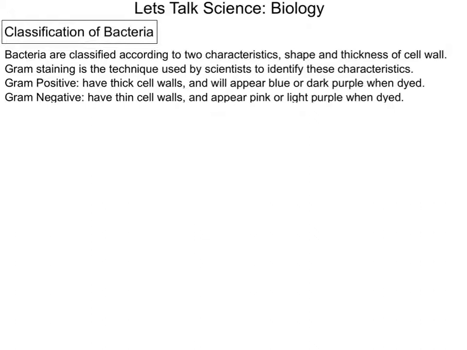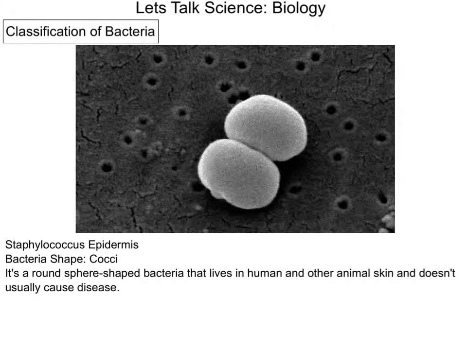They use a dye, and the bacteria will change color according to how thick or thin the cell wall is. A bacteria is gram-positive when the thick cell wall will appear blue or dark purple when dyed. A cell is gram-negative when it has a thin cell wall, and it will appear pink or light purple when dyed. This bacteria is called Staphylococcus epidermidis.